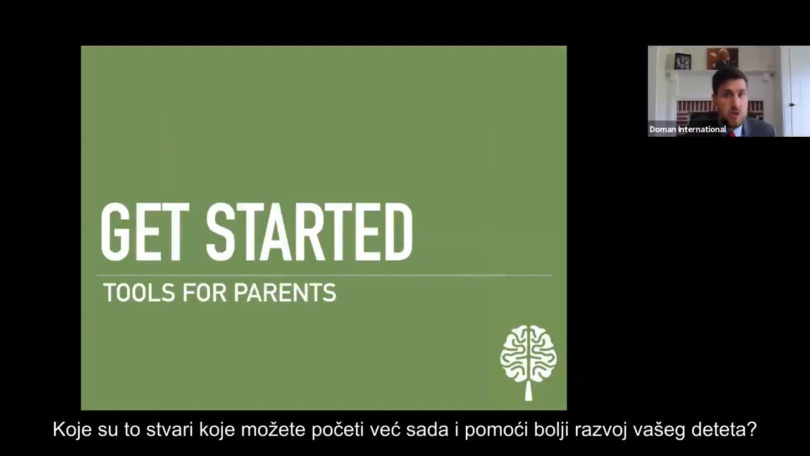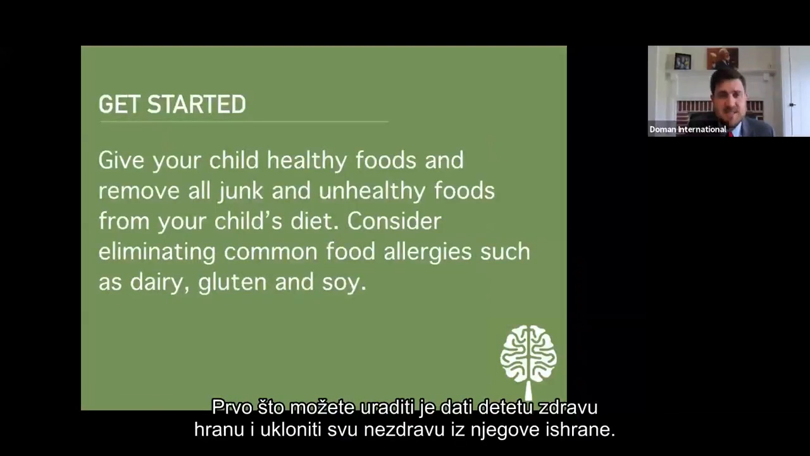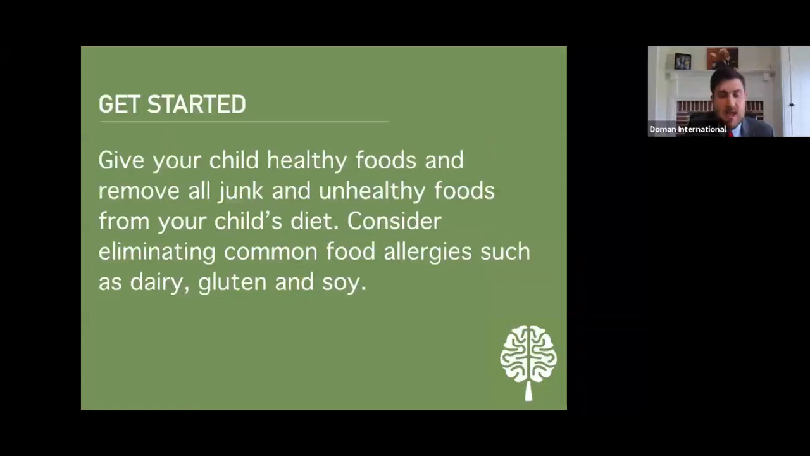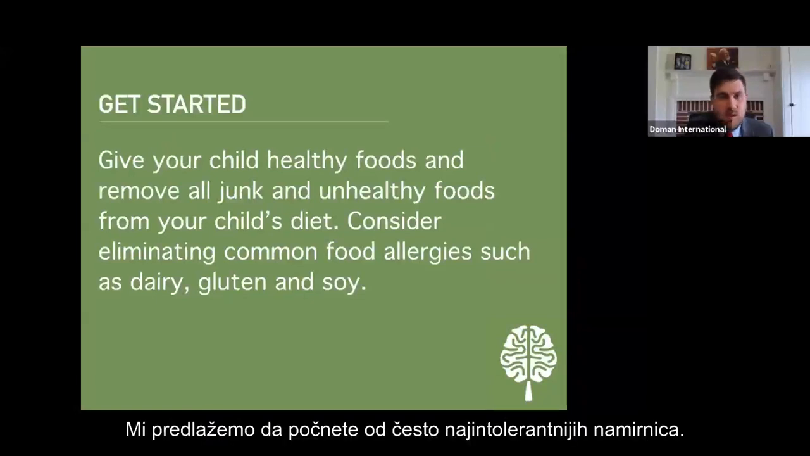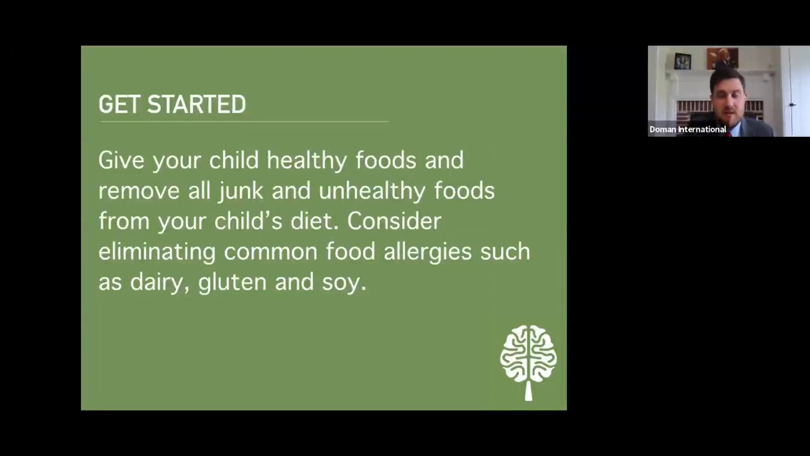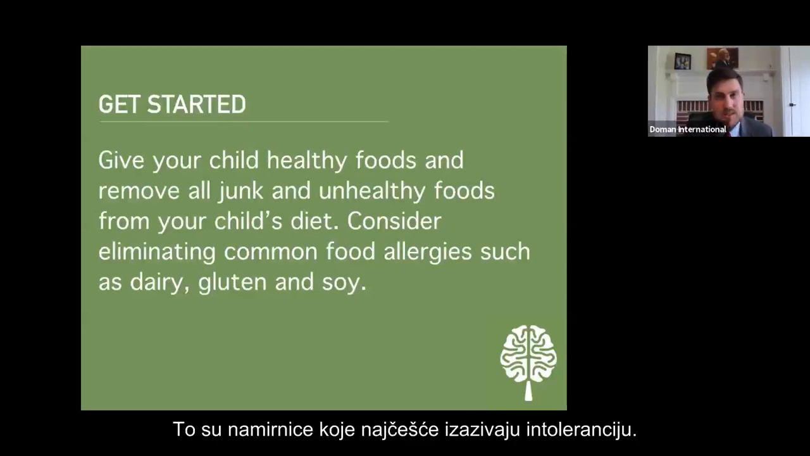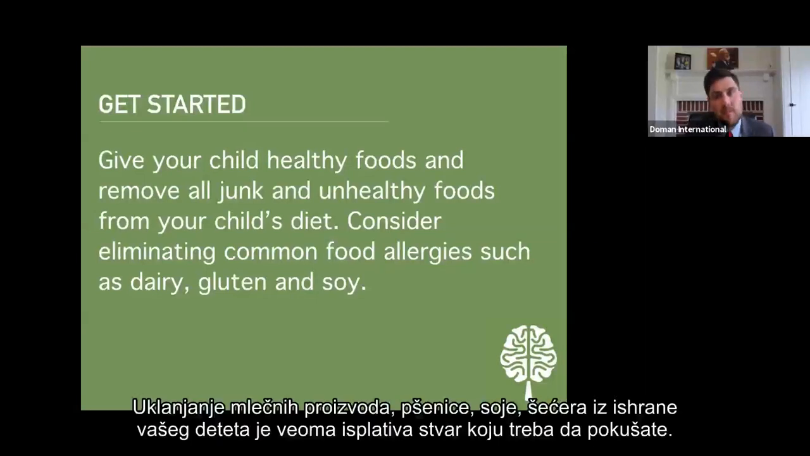What are some things that you can get started with now to help your child develop better? Well, the first thing that you can do is to give your child healthy foods and remove all junk foods and unhealthy foods from your child's diet. And if we were going to begin, we would start with common food intolerances. These are foods that children are most likely to have some kind of intolerance or food allergy to. And the most problematic ones are dairy, gluten, soy, and sugar. Those are the most common intolerances that we see. And so looking at removing dairy, removing wheat, removing soy, removing sugar from your child's diet is a very worthwhile thing to try.